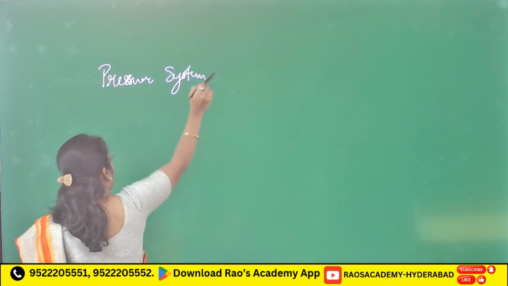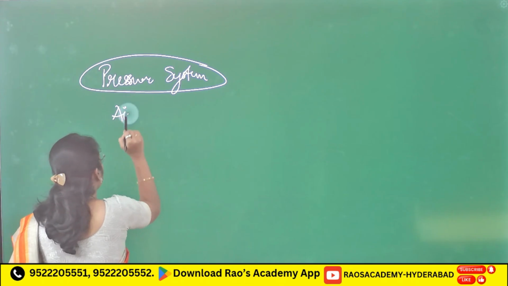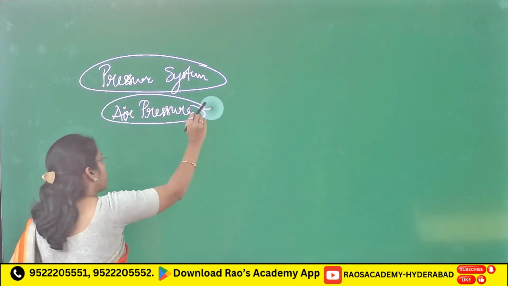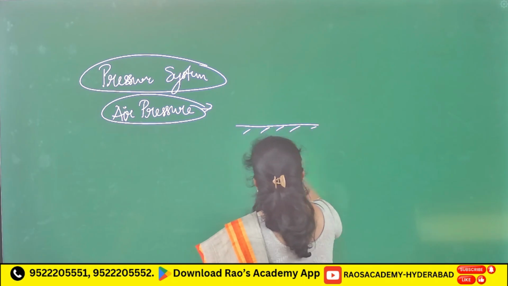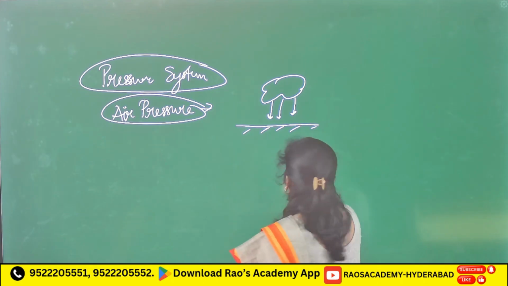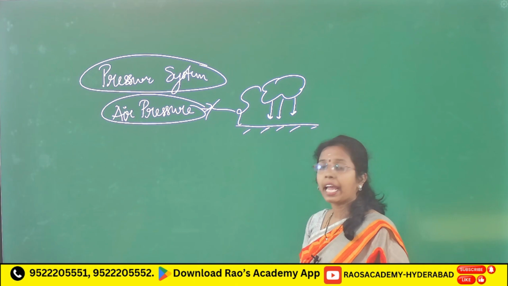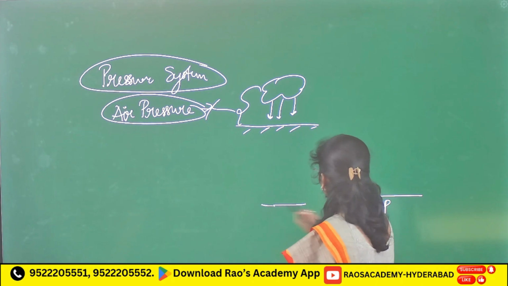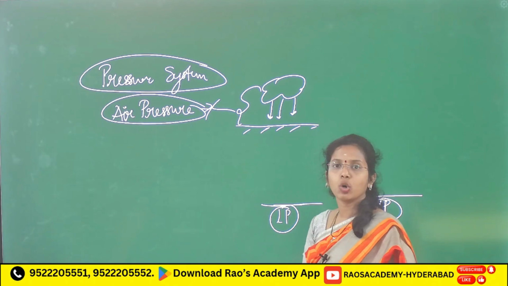Before discussing Indian climate, everybody should know what is air pressure. Air has a mass and this air presses on the earth's surface. It exerts pressure, that is known as air pressure. And we have two types of pressure, high pressure and low pressure.